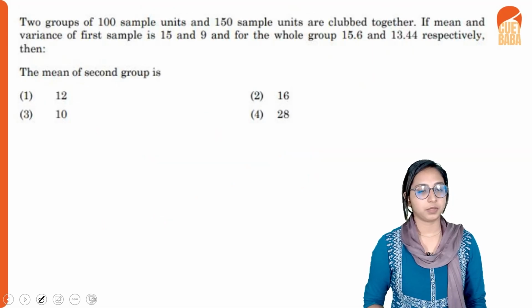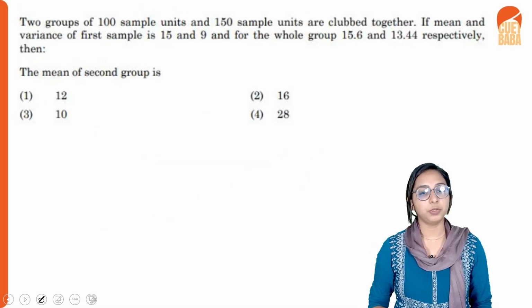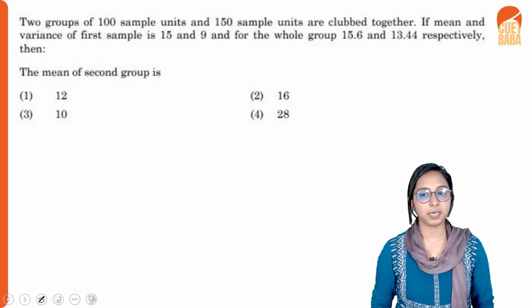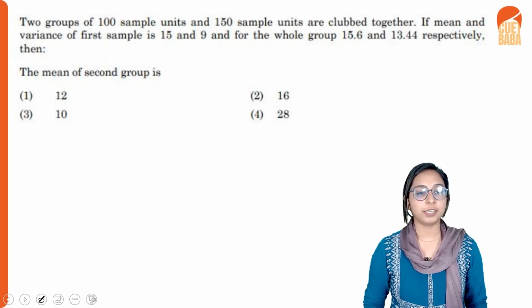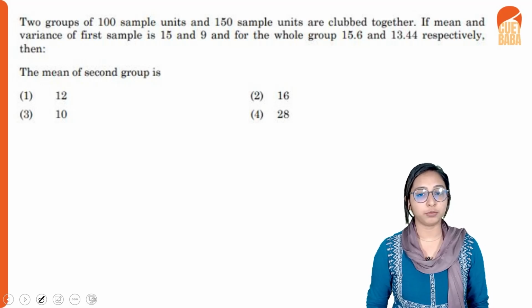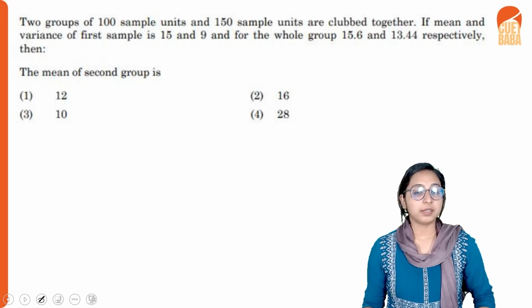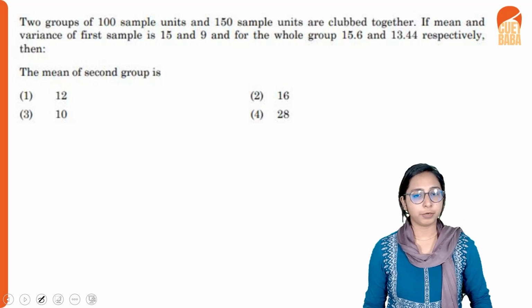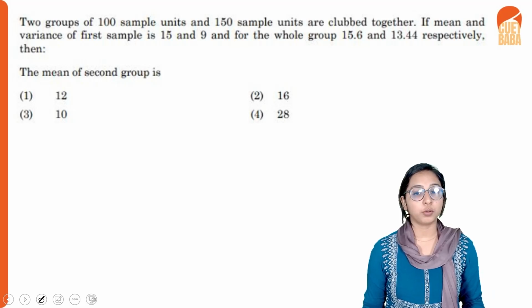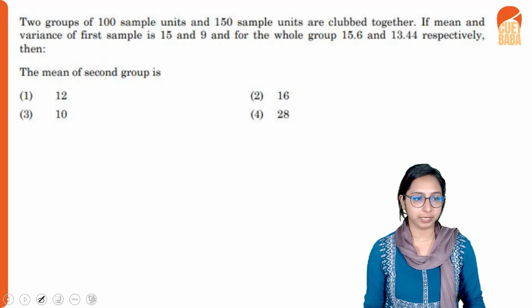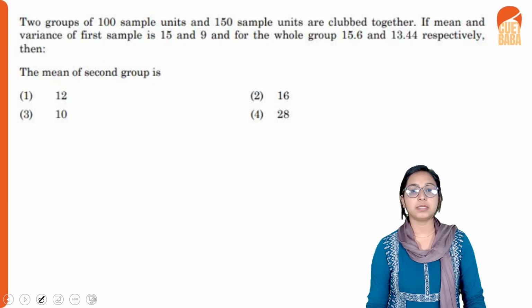Next question. Two groups of 100 sample units and 150 sample units are clubbed together. If the mean and variance of the first sample are 15 and 9, and for the whole group are 15.6 and 13.44 respectively, then find the mean of the second group.